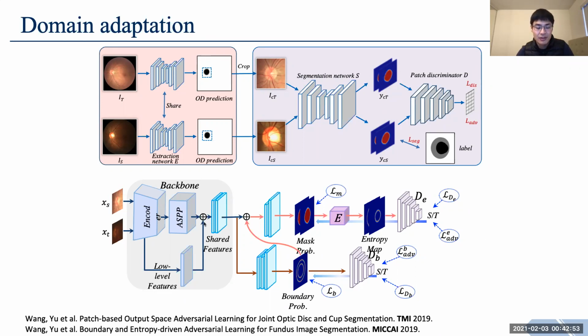And the following figure shows an improved version of this method. In this case, we also calculate the boundaries and the entropy map. We also use the adversarial learning strategy to encourage generating similar boundaries for the image from the source domain and the target domain, because generally the network would generate a very bad result on the boundary region. So we especially enforce the network to generate similar boundaries for the source domain image and the target domain image.